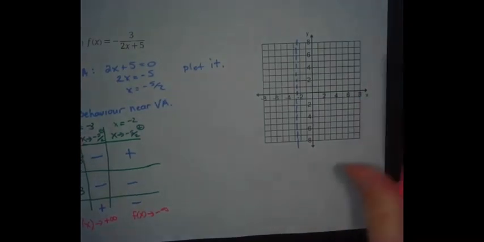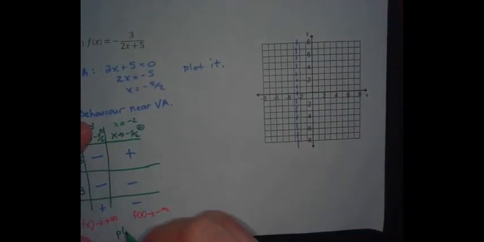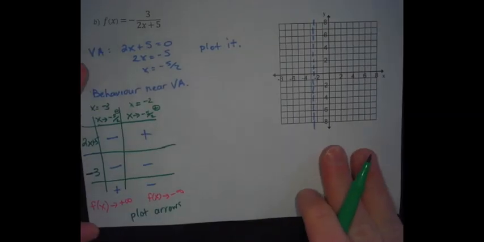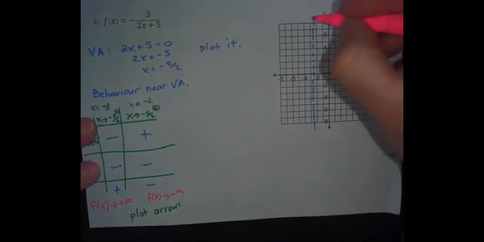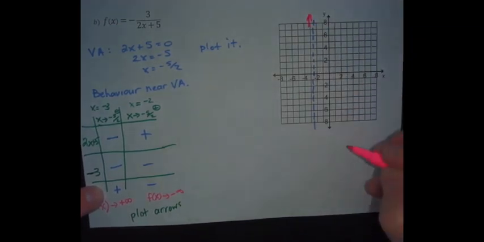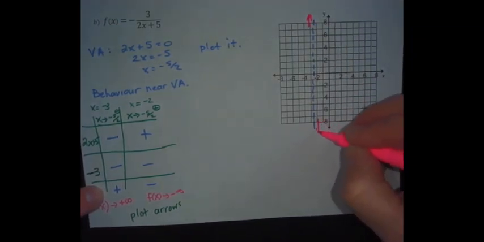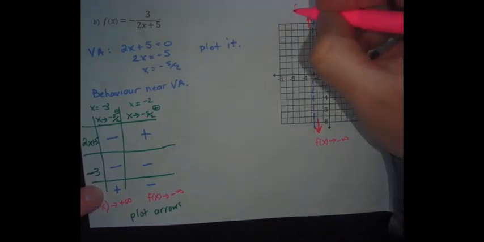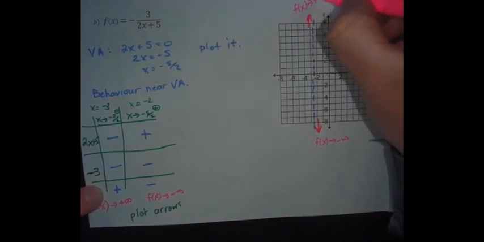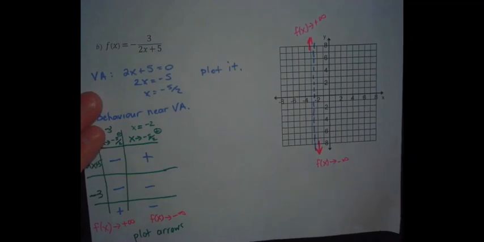So I go ahead and plot these arrows. On the left side here, I'm going to be positive, and on the right side, I'm going to be negative infinity. So this is where f of x approaches negative infinity, and this is where f of x approaches positive infinity. All right.